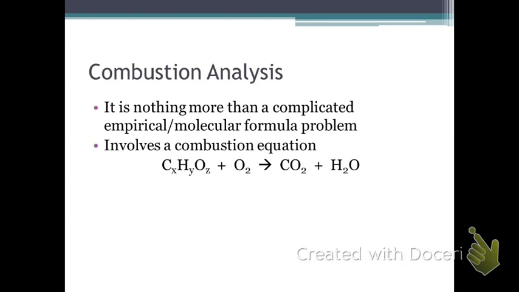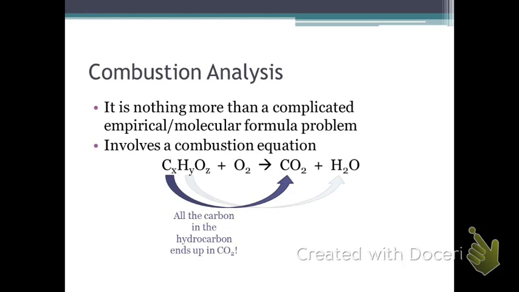So we're going to look at a general combustion equation here so we can talk about some things. When you are trying to do a combustion analysis problem, the point is to figure out the formula of this thing here, the CxHyOz. We want to know how many carbons, hydrogens, and oxygens there are. So when you look at this, remember conservation of mass. When you start this reaction, all the carbon that you start with ends up in the carbon dioxide. That's important. Also notice that all the hydrogen you start with ends up in the water.